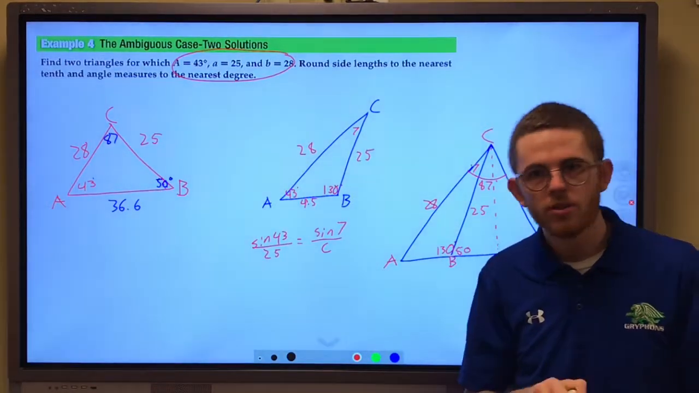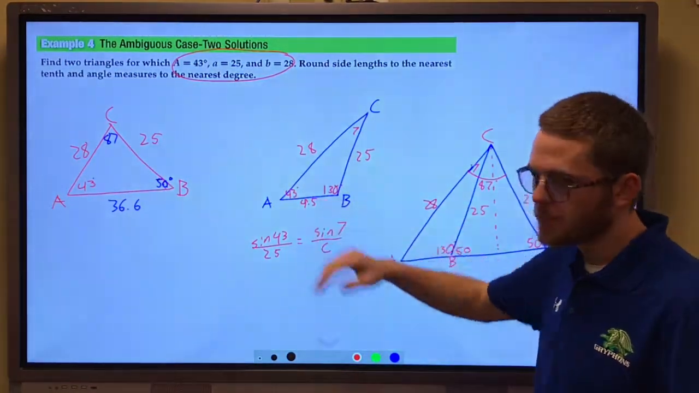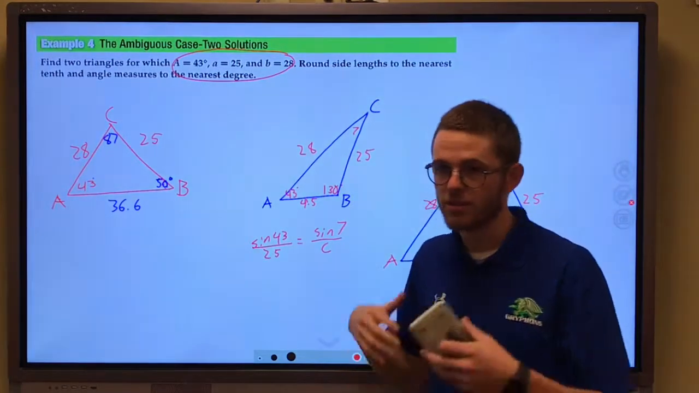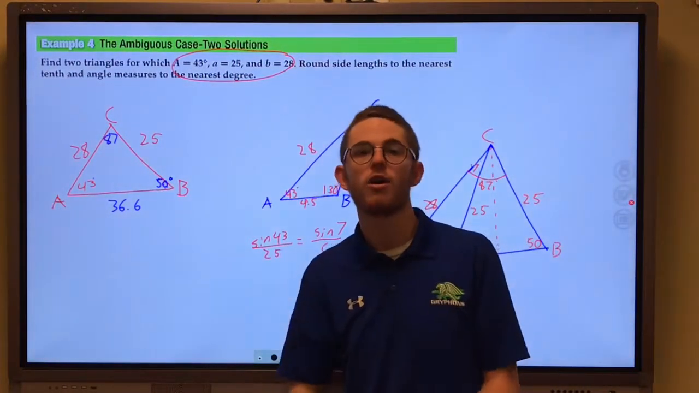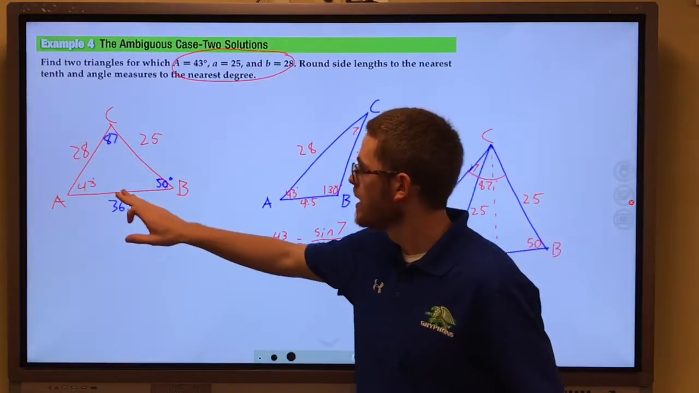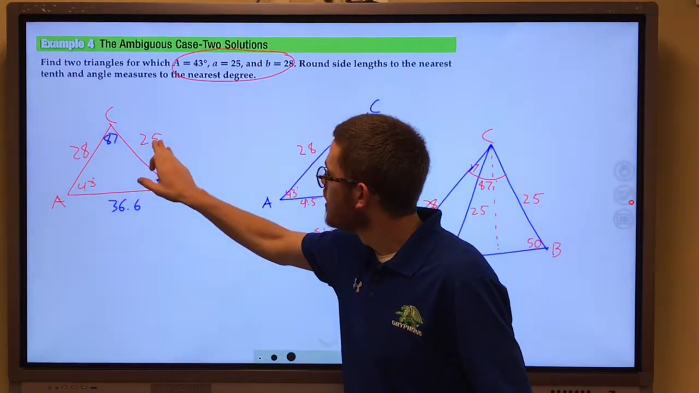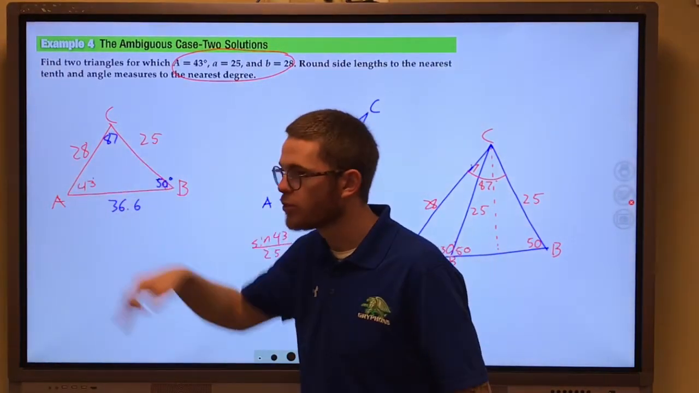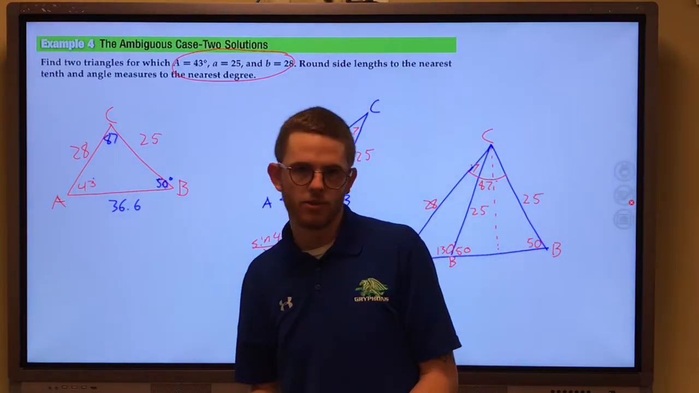So that is a little confusing. There's some diagrams in the book that might help. But again, the situation that causes two triangles: we had an acute angle and the side opposite our angle is smaller than the other side that we were given.